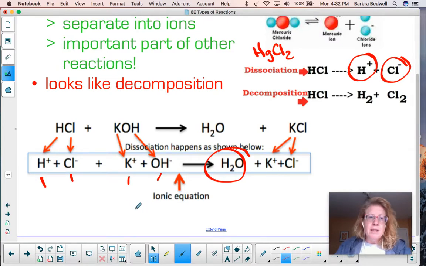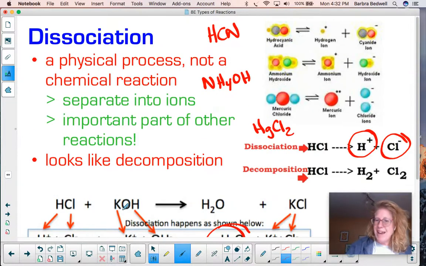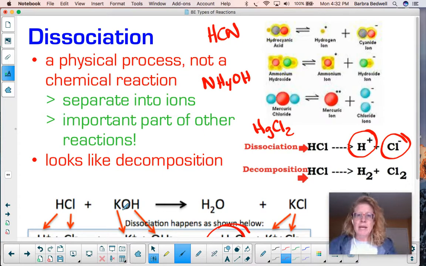So dissociation is the plus-one reaction. It's not really a reaction. It's a physical process, just separating into ions. But again, it looks like a chemical reaction. We can write it like a chemical reaction. And it's actually kind of behind a lot of the other chemical reactions that we do. So dissociation is the sixth type.